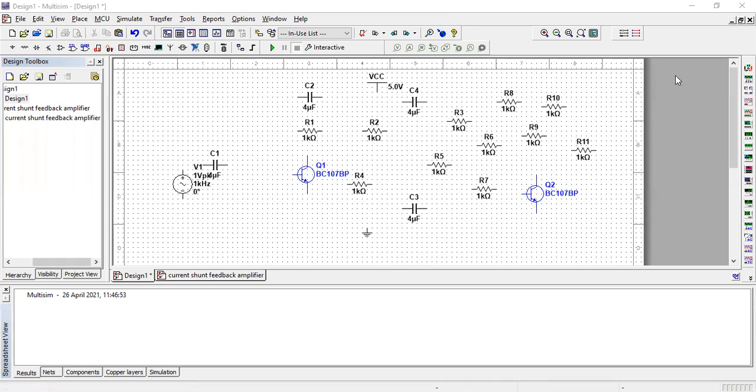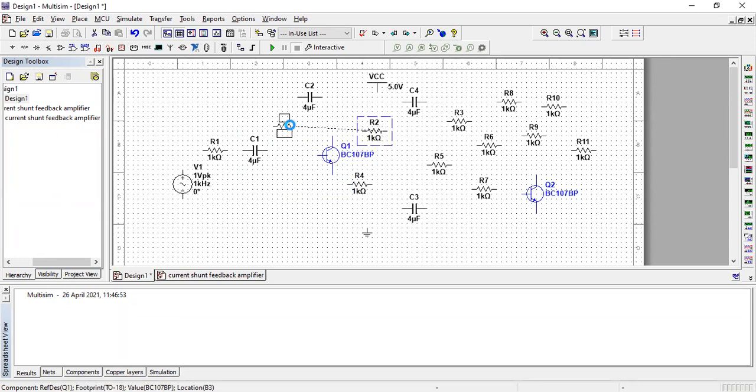Is it clear? So I placed all the components. Now I'll place the components one by one. So I need to give the component values. First, I'll place the position of the components. So first, after the signal source, what is required? I need a capacitor, I need a resistor. So here, I need a transistor. Before a transistor, what are the other things required?